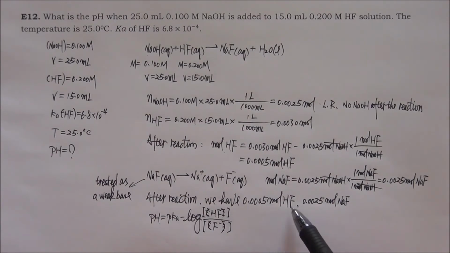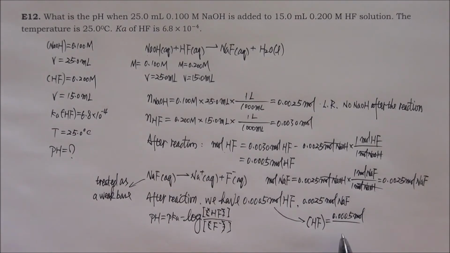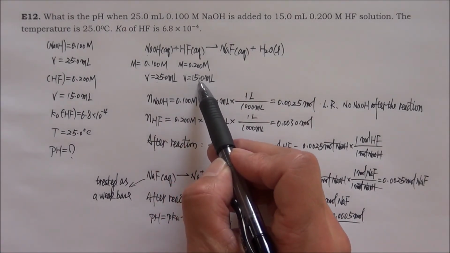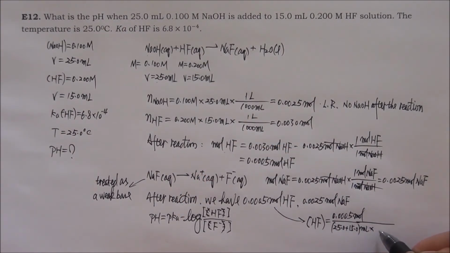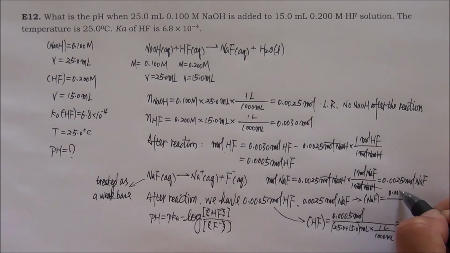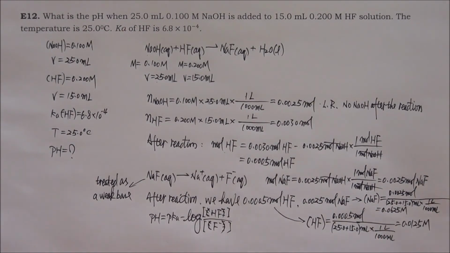Now we know the moles of hydrofluoric acid and the moles of sodium fluoride. We need to calculate the concentrations of each. And the total volume of the final solution is the sum of the two volumes. Now let's plug the values into this equation.